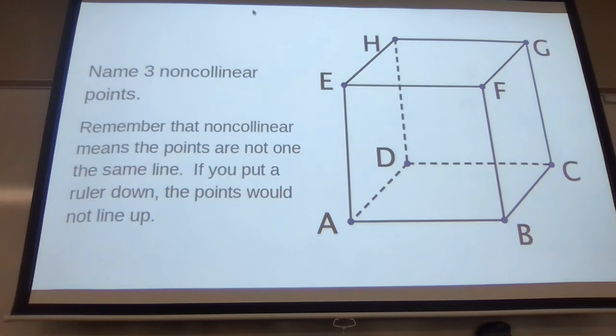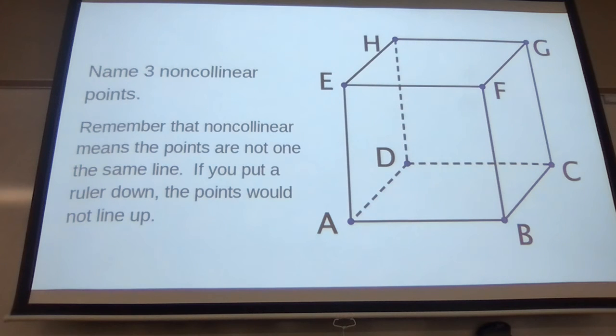They want us to name 3 non-collinear points. Remember, non-collinear points are not on the same line. So like I said earlier, if you put a ruler down, those points would not line up. You couldn't put a ruler through all 3 of these points. So there are several different correct answers up here. Anybody brave enough to give us one? 3 points that are not on the same line.